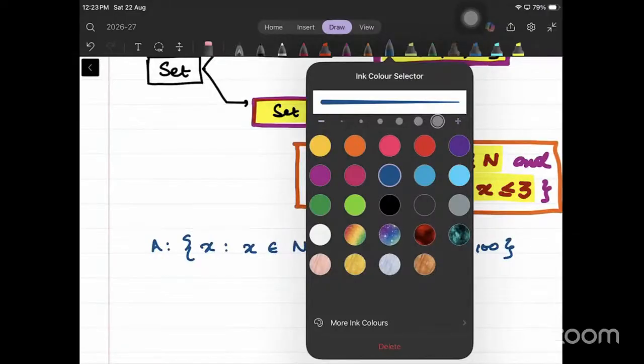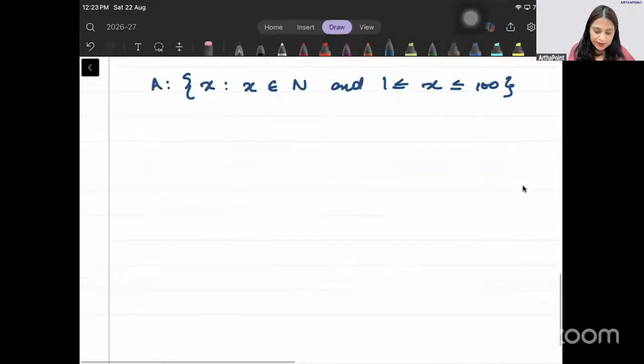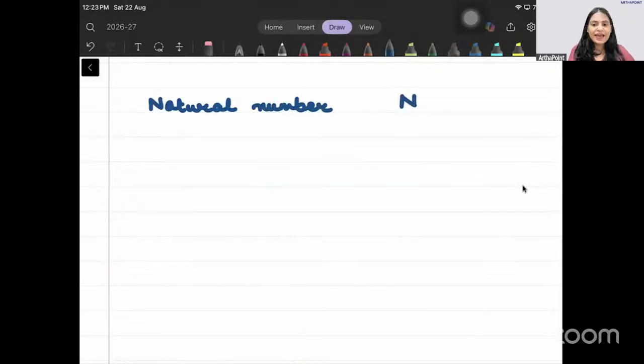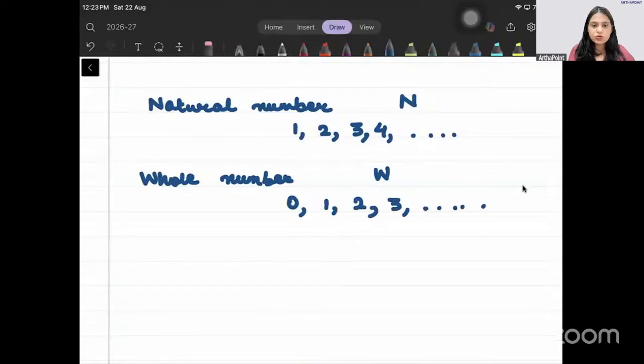Okay. Yes, ma'am. Now let's go ahead and talk about the different types of numbers that we have. The first one is called a natural number. Natural number is represented by N. Natural numbers are 1, 2, 3, 4, and so on. The other one is called a whole number. Whole number is represented by W. Whole number means it starts from 0. So 1, 2, 3, 4, and so on, but with a 0.